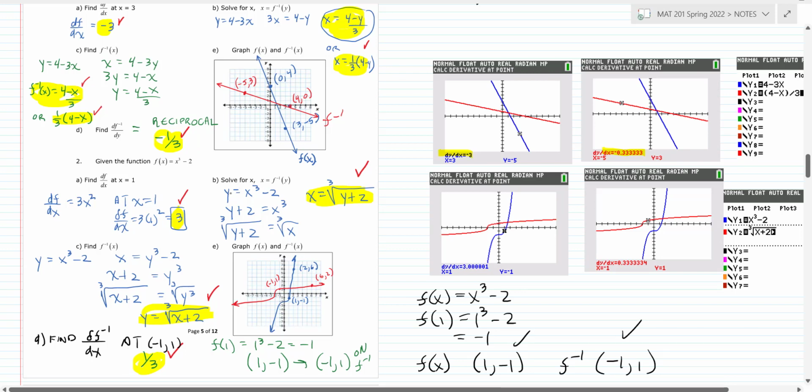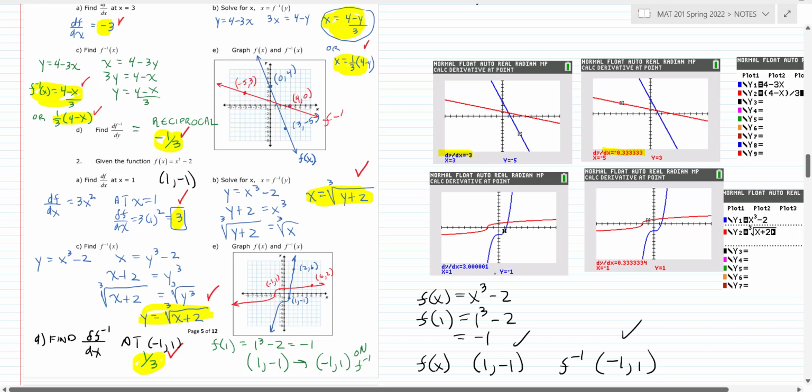Okay, I solve for x. You get x equals the cube root of (y plus 2). If you want to just bypass what I was doing on part C, change this to y, and then that x to y, and you get your inverse, which is y equals the cube root of (x plus 2). And then if the derivative at x equals 1 of the function is 3 at the point (1, -1), then the derivative of the inverse at (-1, 1) would be the reciprocal, or 1/3.